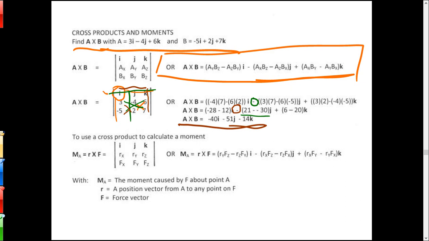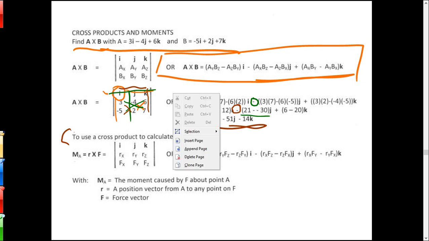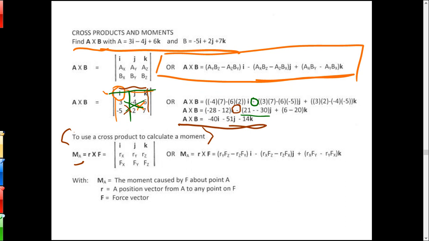All right, now let's have a look at getting a moment out of this. That's what we want to do with it. That's our purpose for this tool in engineering here, is to get moments. So to get the moment about A, we take a position vector from A to the force, any position vector you want, that's R, and you cross it with the force vector. So I've substituted in R for the vector A and F for the vector B, and written the cross out as R crossed with F.